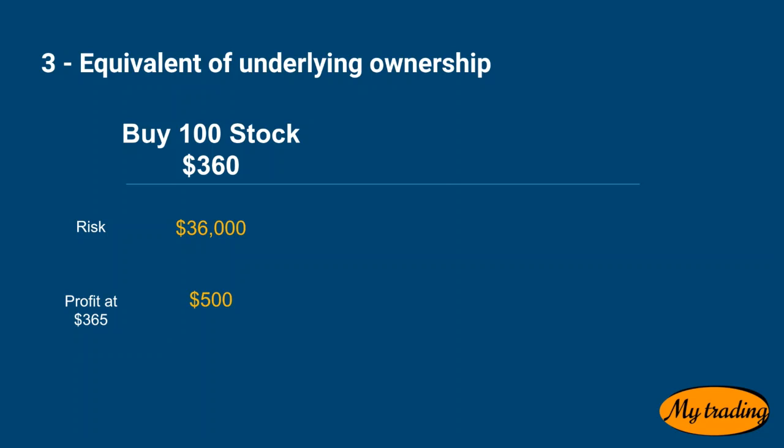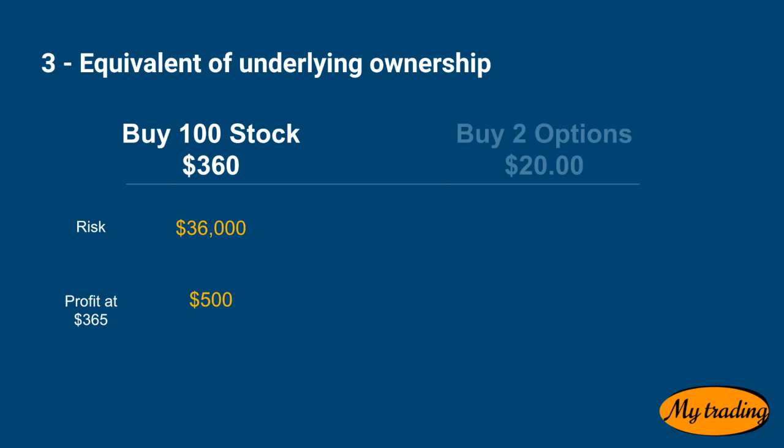So one of the reasons people do this is the risk reward. If I were to buy 100 shares of Lockheed Martin at $360, it's going to cost me $36,000. That's how much I would have at risk. And if, let's say, the stock goes to $365, I'm going to have a $500 profit, right? $5 times 100 shares, easy math.